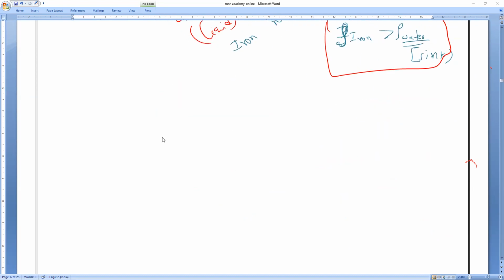Let me take one object. So I have taken water. What is the water density? Anybody can tell? 1 gram per cubic centimeter. Now, I put some object in that. I noticed that 1/2 of the object is inside and 1/2 is above the surface. Do you understand, all of you?